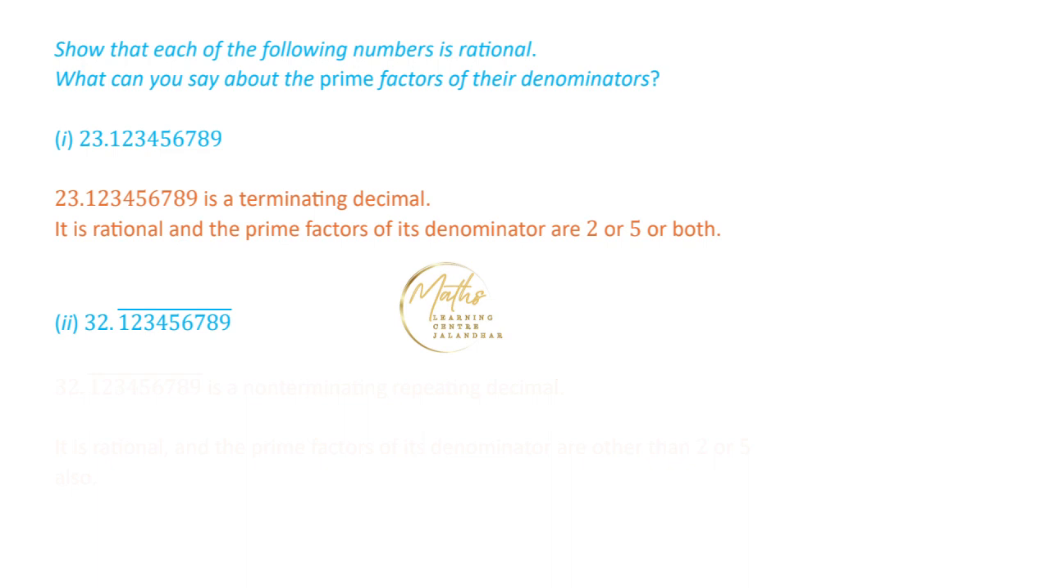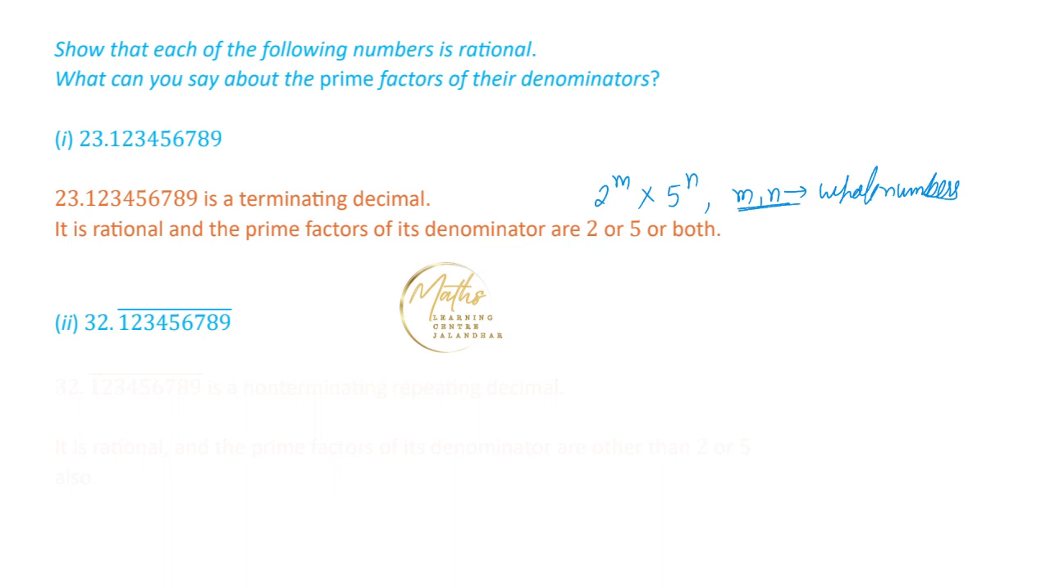It means the denominator will have a prime factorization of the form 2 raised to the power m into 5 raised to the power n, where m and n are whole numbers, or we can say m and n are non-negative integers.